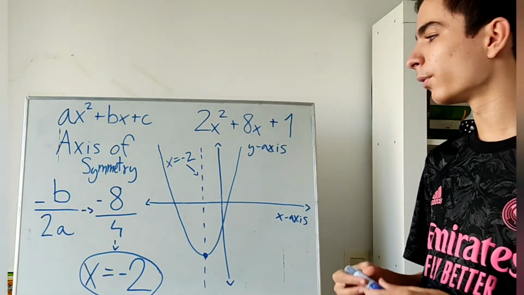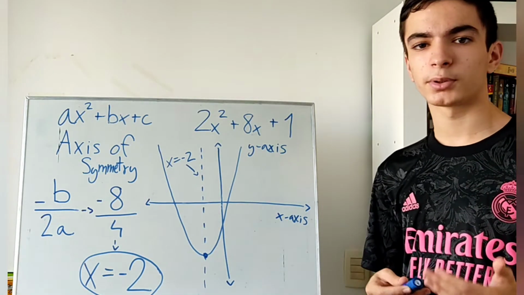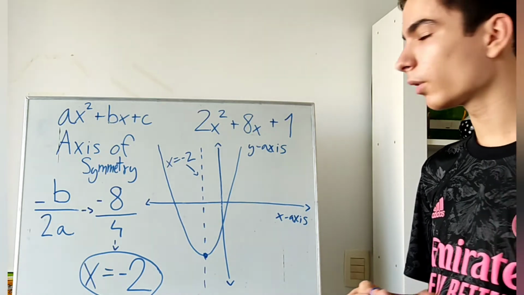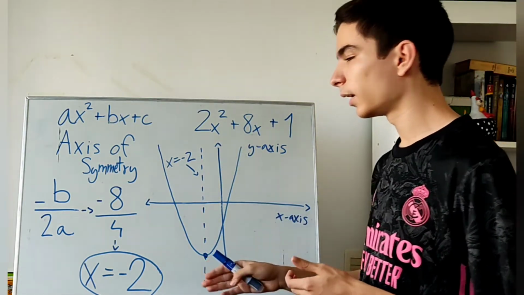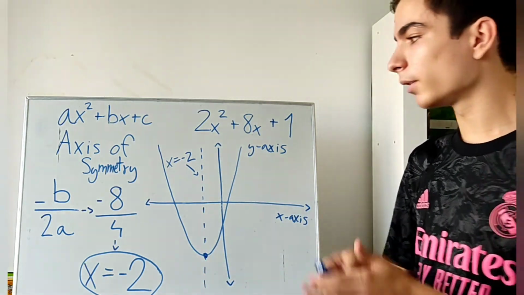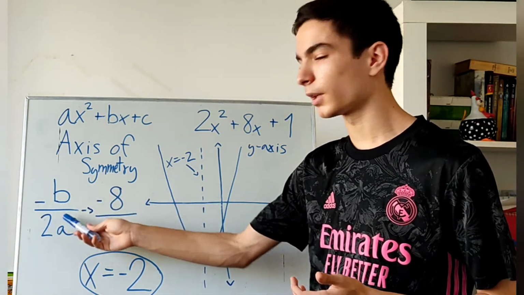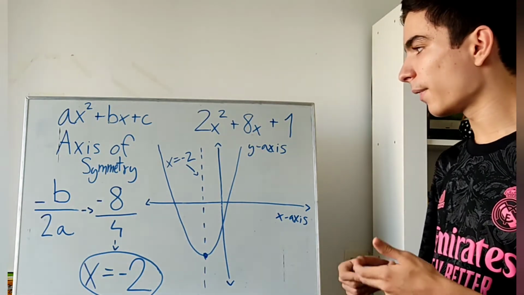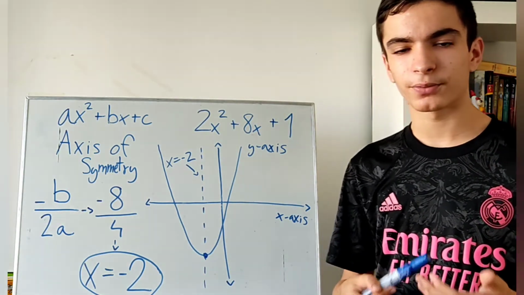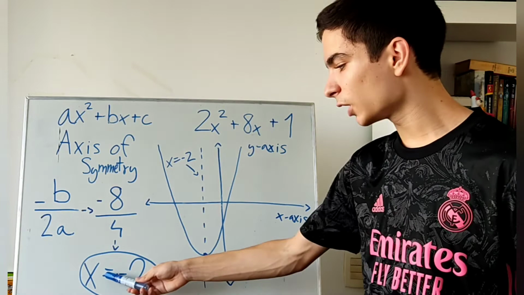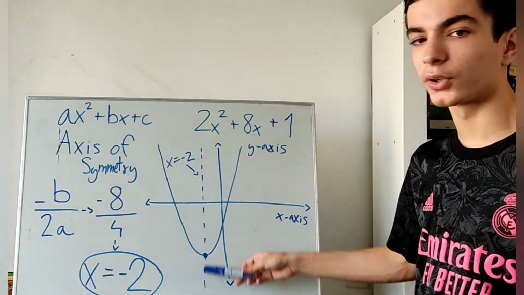So it is very important to understand that the axis of symmetry is a vertical line that splits a parabola into two symmetrical sides, and the formula for it is negative b divided by 2 times a, and the axis of symmetry has to be expressed as a function itself as x equals some value, since it is a vertical line.